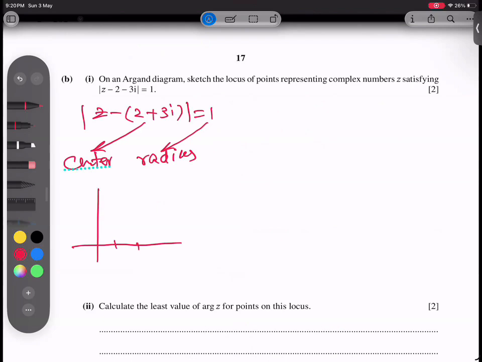So 2 and 3 up, 1, 2, 3. So it means this is the center and radius 1. I think radius 1 is clear. So this is done. And I think what he's asking, this is done. And sketch the locus of points representing the complex number. Yes, I think clear. So I'm going to make it now, students. Get ready.